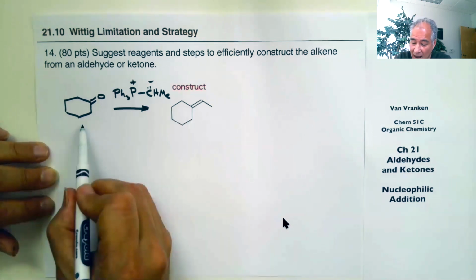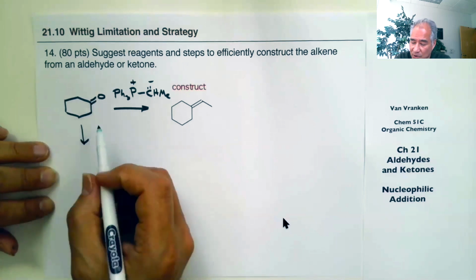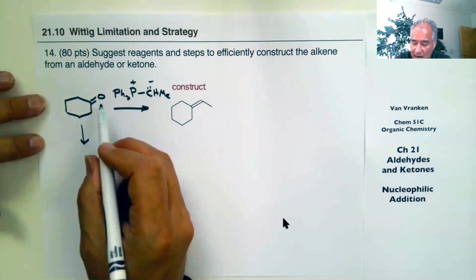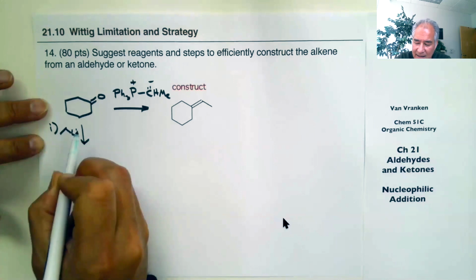Now, you have other ways to make carbon-carbon double bonds. If you've got a carbonyl group, you could certainly add a Grignard reagent or an alkyllithium reagent in a 2-step process. I hope you've been practicing that.